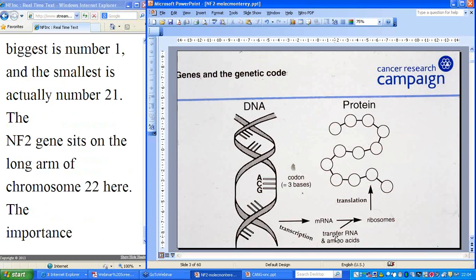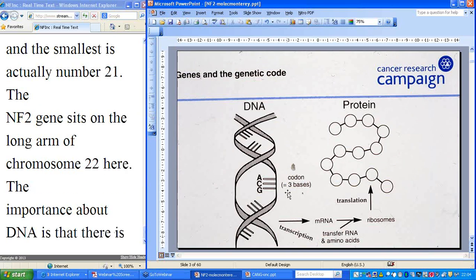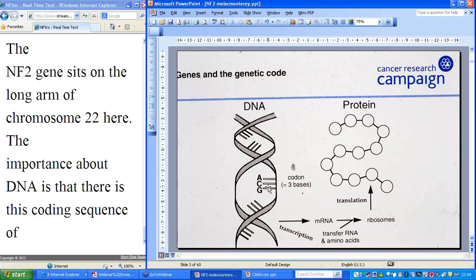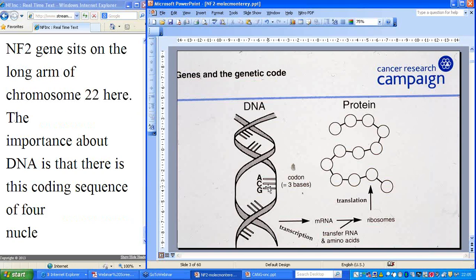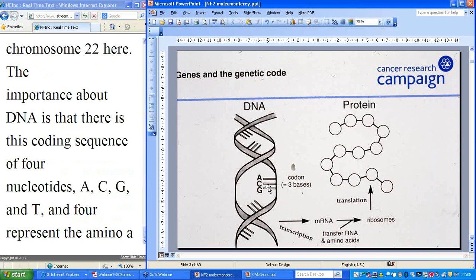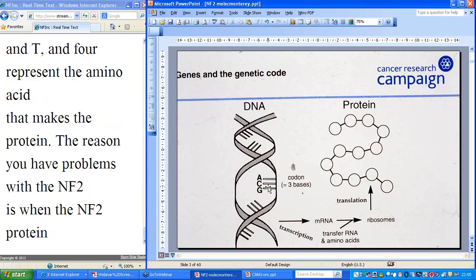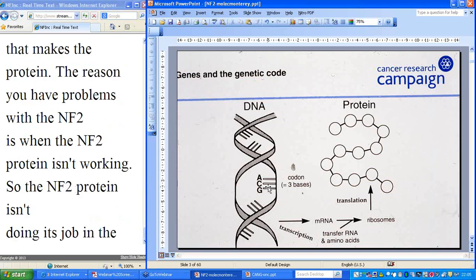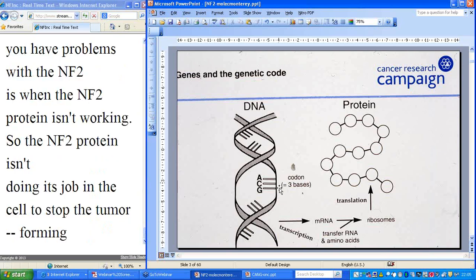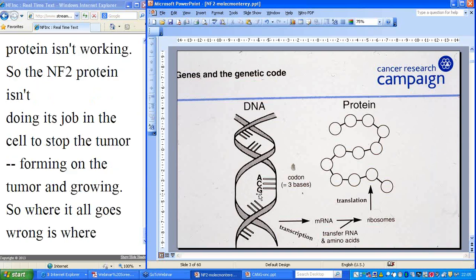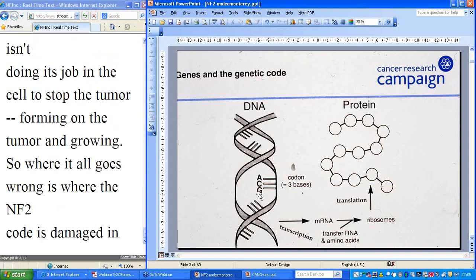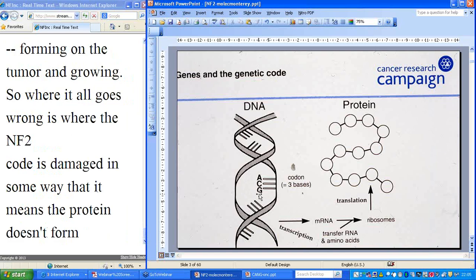And the importance about DNA is that there is this coding sequence of 4 nucleotides, A, C, G, and T, and that 3 in a row represent one building block, one amino acid that makes the protein. And the reason you have problems with NF2 is when the NF2 protein isn't working. So the NF2 protein isn't doing its job in the cell to stop the tumor forming and the tumor growing. And so where it all goes wrong is where the NF2 code is damaged in some way, that it means the protein doesn't form properly.